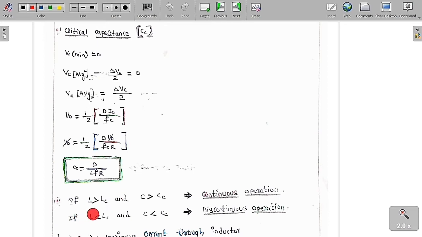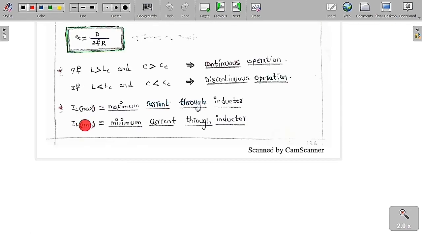So if the chosen inductance is greater than the critical inductance and the chosen capacitance is greater than the critical capacitance, then continuous operation is possible for both the inductor current and the capacitor voltage. But if the chosen inductor is less than the critical inductance and the chosen capacitance is less than the critical capacitance, then there is discontinuous operation in both the inductor current and the capacitor voltage. IL maximum means the maximum current flowing through the inductor, and IL minimum means the minimum current flowing through the inductor.